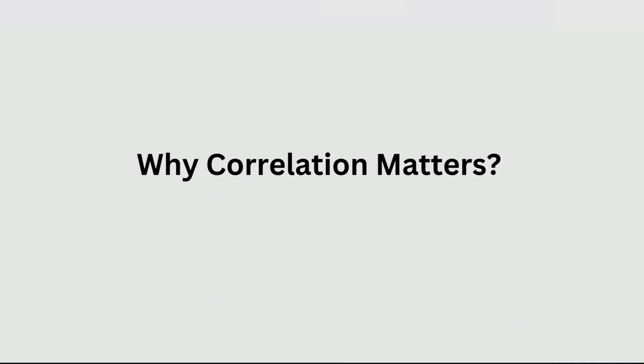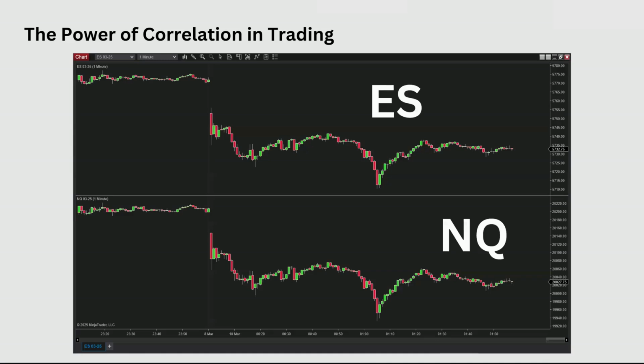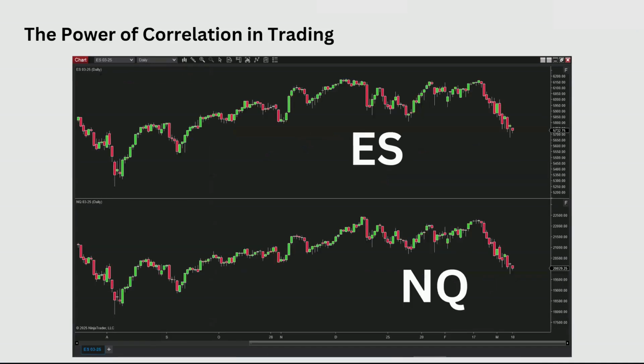What if I told you that correlation could be your edge in trading? Here is an example of two correlated assets: ES, the S&P 500 futures on the top here, and NQ, the Nasdaq futures. And this is a 1 minute time frame. And this is how they look on a higher time frame, the daily time frame. They look pretty much the same, right?